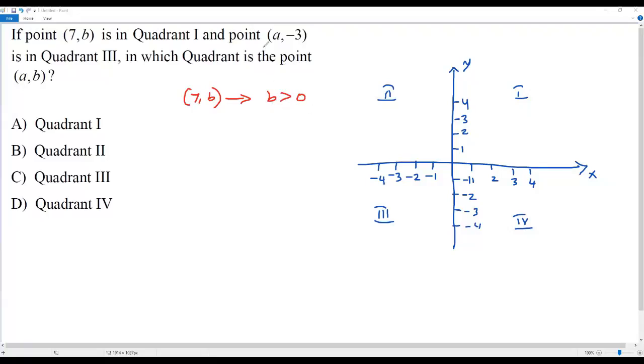Okay, so the second piece of information says that the point (a, -3) is in quadrant 3. In all the points we have in quadrant 3, both the x coordinate and y coordinate are negative. So here a is the x coordinate in the point (a, -3). Since this point is in quadrant 3, the x coordinate a has to be negative.